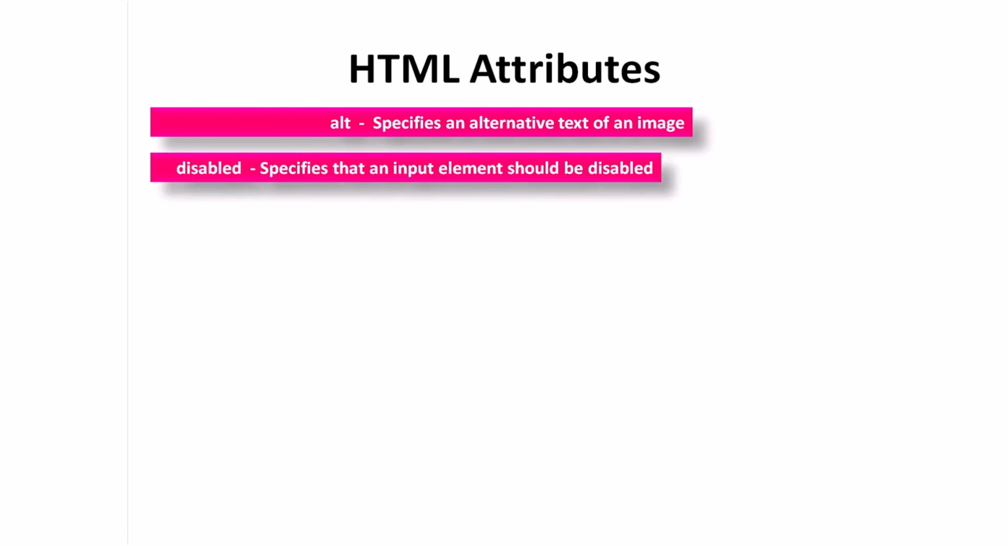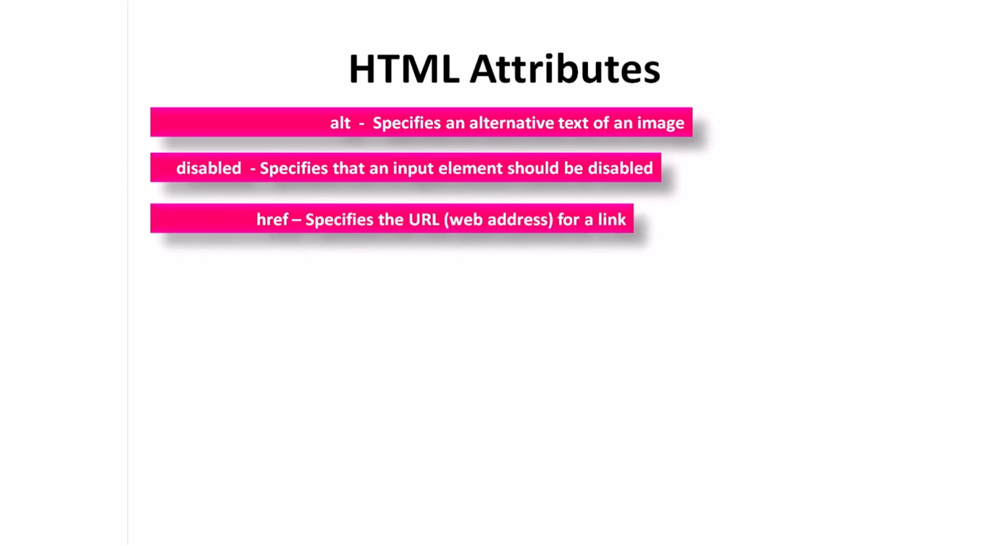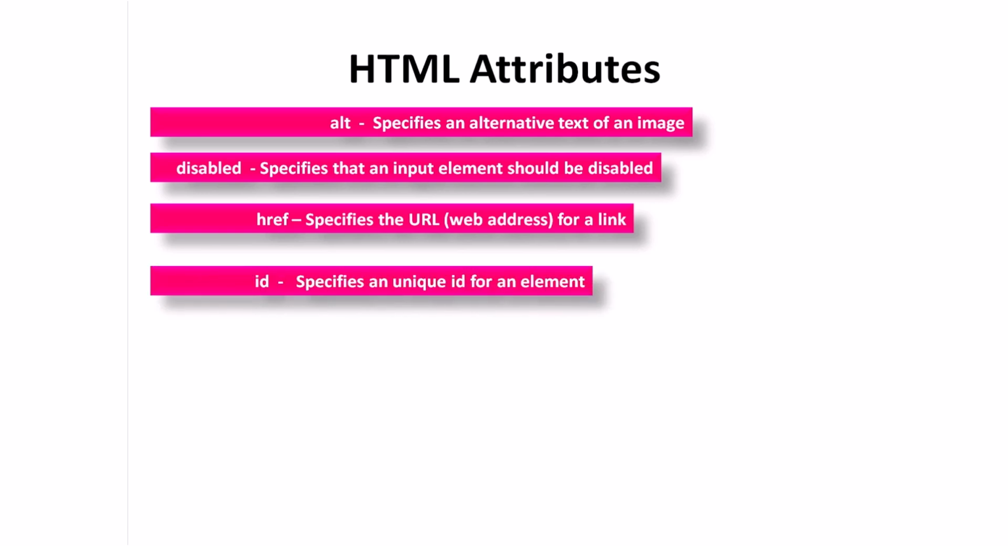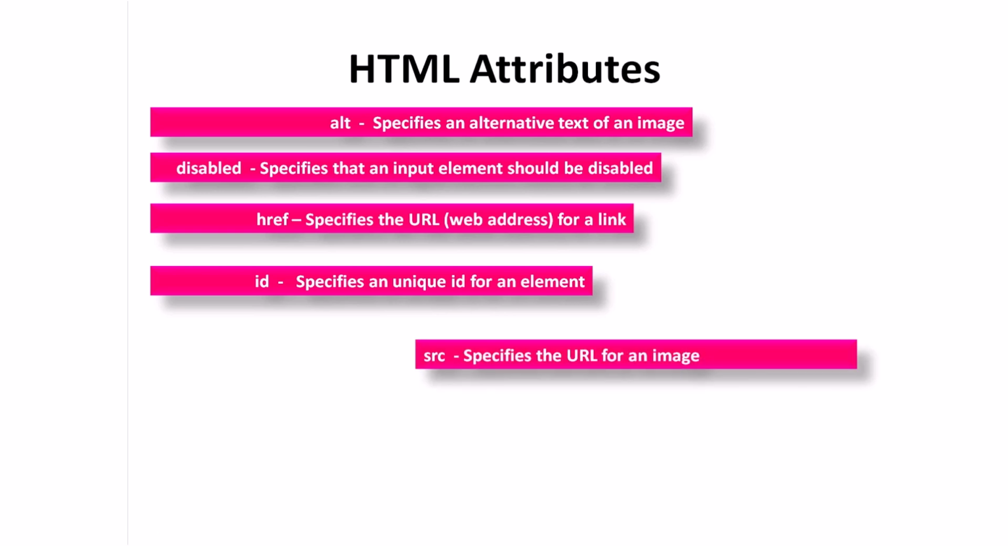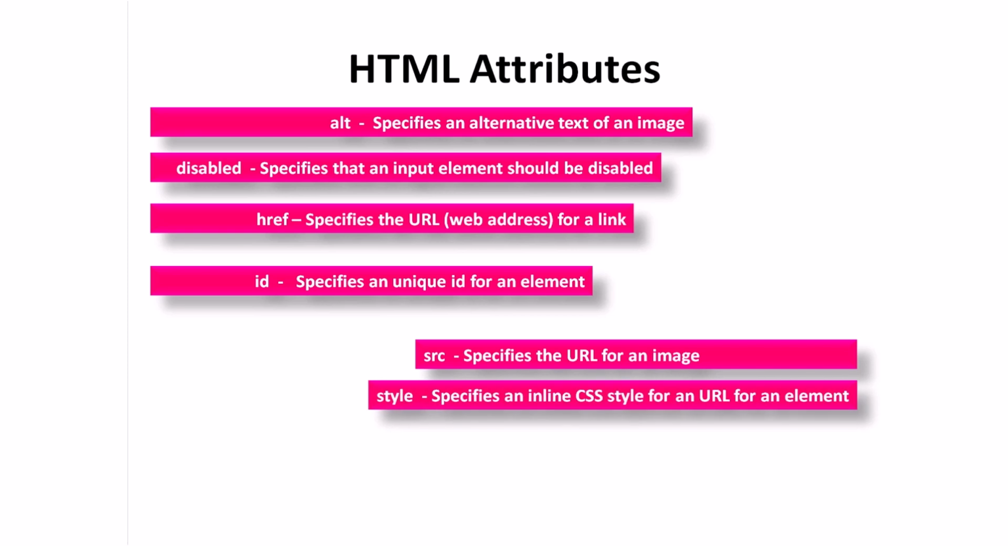Alt, it specifies an alternative text for an image. Disabled, it specifies that an input element should be disabled. Href, it specifies the URL or web address for a link. ID, it specifies a unique ID for an element. Src, it specifies the URL or web address for an image.